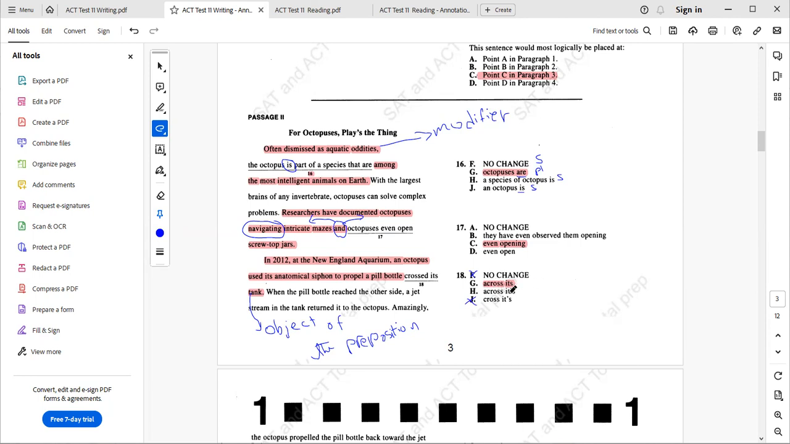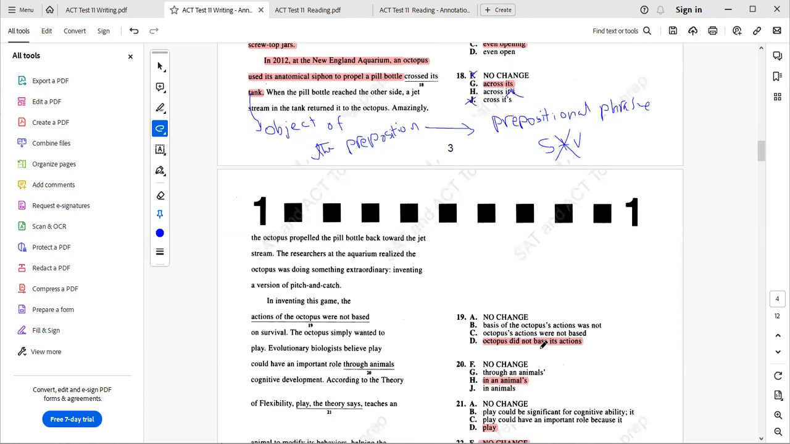Across it, or across its. If you remember, I'm sorry, that if we have a prepositional phrase, we don't have subject and verb after it. So this is wrong. This is completely wrong.